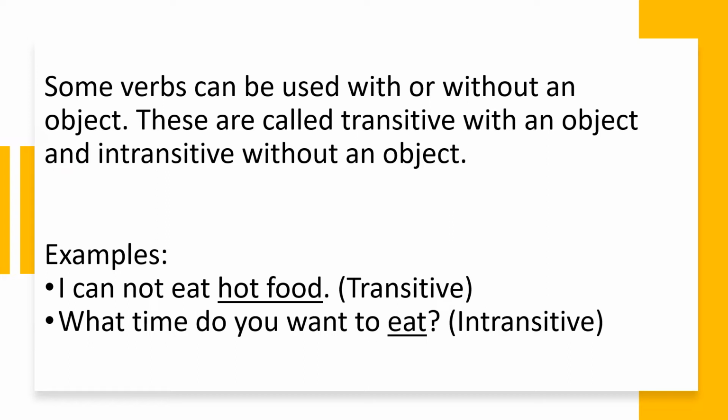Some verbs can be used with or without an object. These are called transitive with an object and intransitive without an object. For example, I cannot eat hot food. Transitive. What time do you want to eat? Intransitive.